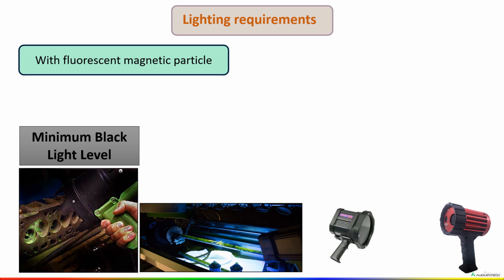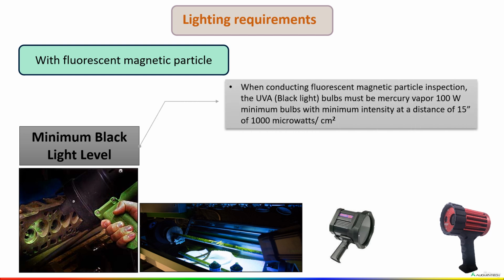Minimum black light level requirement with fluorescent particles. When conducting inspection with fluorescent magnetic particles, the UVA black light must be a mercury vapor 100-watt minimum bulb with a minimum intensity at a distance of 15 inches of 1000 microwatts per centimeter square. For UV lights used in component evaluation, the normally accepted intensity is 1000 microwatts per centimeter square when measured at 15 inches from the filter face.